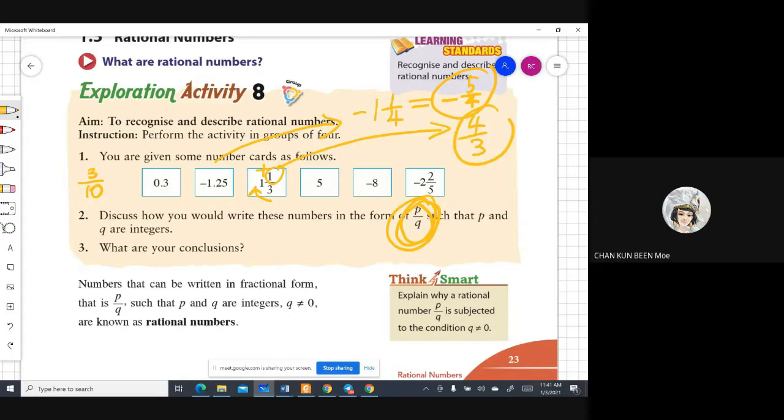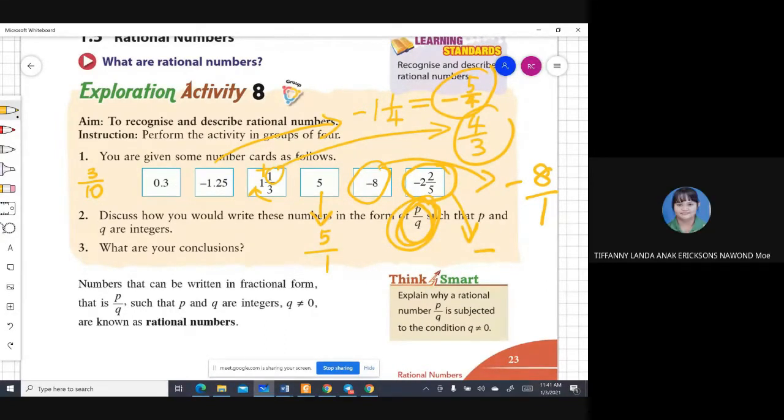So we change this into the form of P over Q. What about 5? Can we change it to the form of P over Q? Yes, 5 over 1. Same goes with negative 8, it is equal to negative 8 over 1. And the last one here, we can change it to negative 12 over 5, negative 2 times 5, plus 2, 12. Very good, negative 12 over 5.